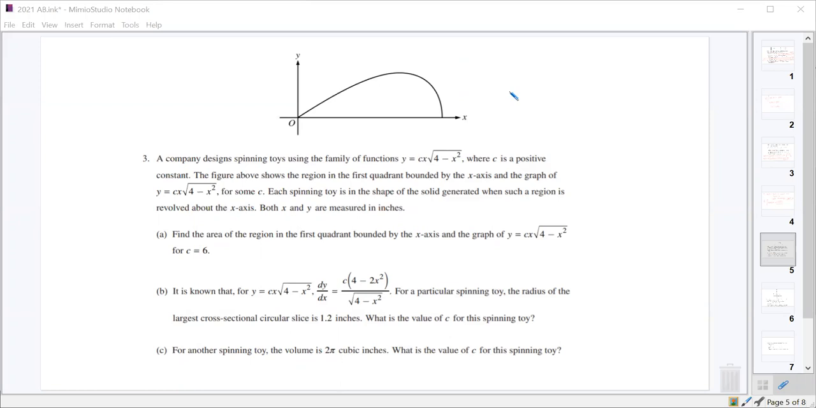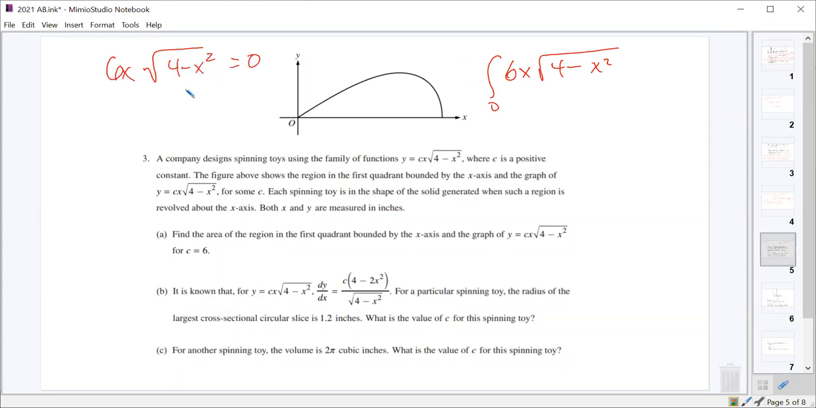All right. This company is designing spinning toys, and they use the family of functions cx root 4 minus x squared. First, we're going to find the area of the region in the first quadrant bounded by the x-axis and cx root 4 minus x squared for c equals 6. So that's the function 6x root 4 minus x squared. We just need to integrate that from 0 to, well, where does this intersect the x-axis? 6x root 4 minus x squared equals 0. x equals 0 and x equals 2, so we'll integrate from 0 to 2. Everybody good with that one?